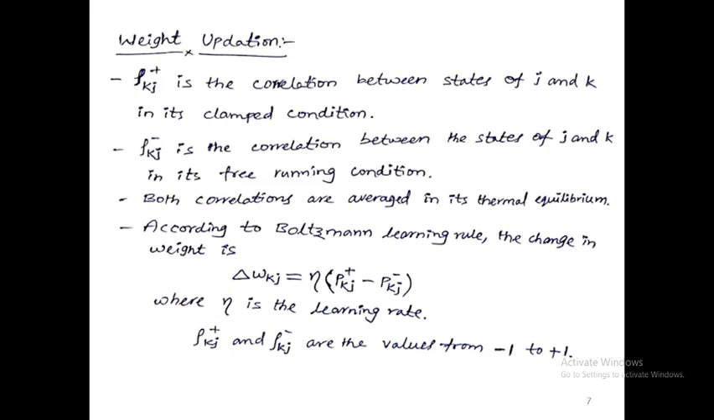So you have to update the weight. Here two parameters are considered: rho kj plus is the correlation between the states of j and k in its clamped condition. There are two modes of operation, right? One is clamped condition operation and the other is free running condition. In the clamped condition, the neurons are exposed to the new environment, and their operating states will be decided by the environment. That's why it is clamped condition. And the free running condition is nothing but with respect to the hidden layers, which are operated freely.